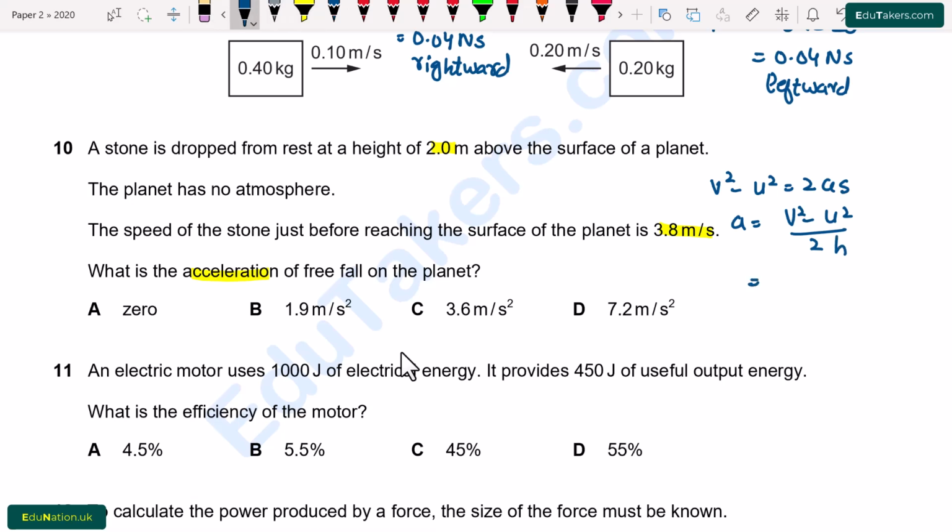So first of all, the stone is dropped from rest. It means that the initial velocity is equal to 0. So u is equal to 0. I write here v is 3.8 squared minus 0 divided by 2, and the height is 2.0. Then the acceleration will be equal to 3.6 meter per second squared. So from here option C is correct.